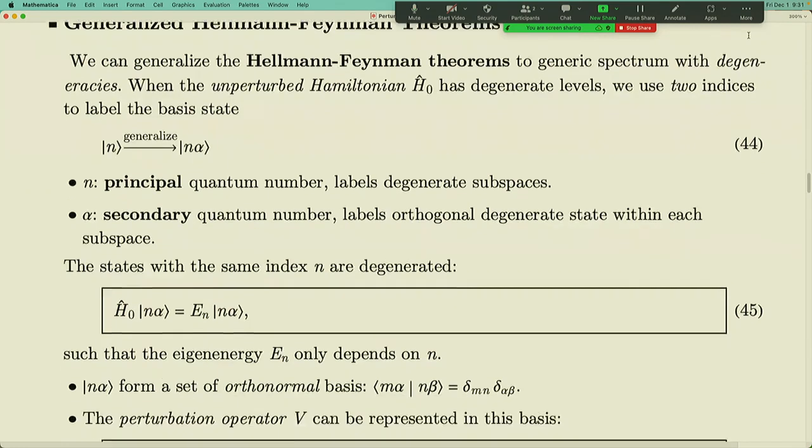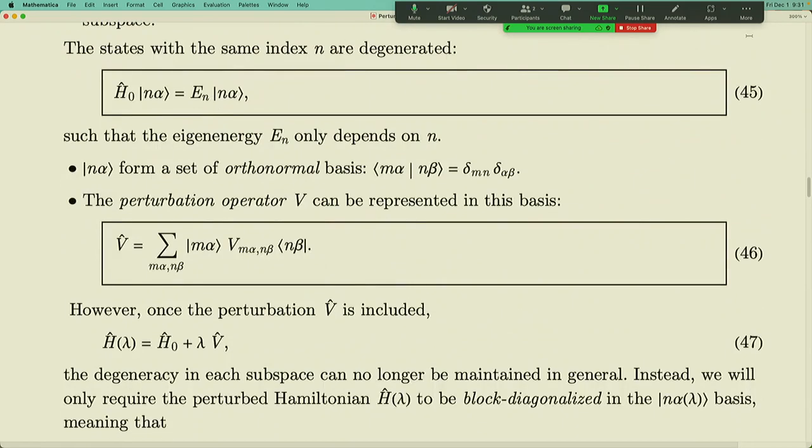Okay? So for these states, they also form an orthogonal basis, meaning that if you have an n beta state and m alpha state, then if and only if n equals m and beta equals alpha, these two integers are labeling the same state. Otherwise, they are orthogonal, meaning that their scalar product will be 0 as long as either m doesn't equal n or beta doesn't equal alpha.